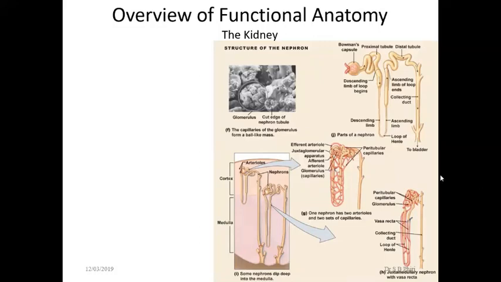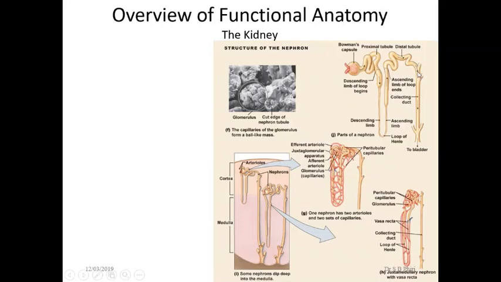So this is a kidney nephron. So you can see the different parts of the nephron. You have the glomerulus, the Bowman's capsule with the Bowman's space. Then you have the proximal convoluted tubule. You have the loop of Henle. Then the distal convoluted tubule that is connecting to the collecting tubules.